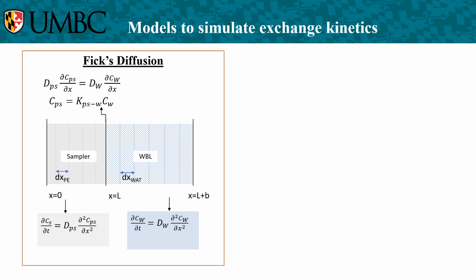We apply Fick's second law of diffusion to both the sampler and the water boundary layer and use these governing equations that you see here to analyze the concentration profiles within each side, the sampler and the water boundary layer. We use a numerical solution of the diffusion model here because we intend to use this model for assessing impact of fluctuating ambient concentration later on.